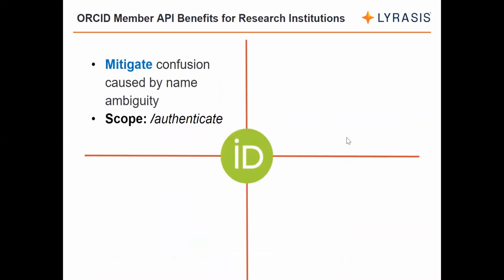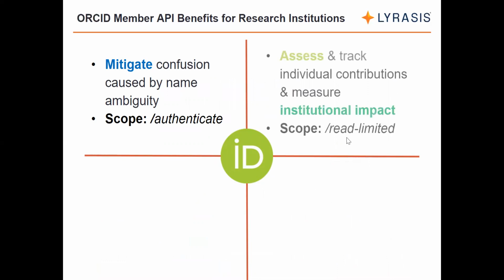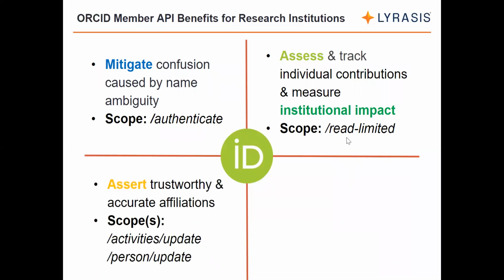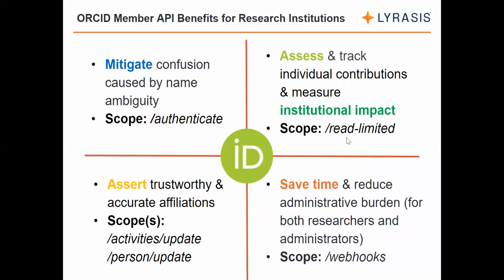So just to make it very, very clear, Authenticate will allow for gathering the authenticated ORCID ID that will help with name disambiguation. The read limited scope will help to pull data into your systems to be used for assessment purposes. The activities update and person update scopes will allow for your systems to write data to your researchers' ORCID records, and all of the scopes, as well as the webhooks, will allow for saving time and reducing administrative burden.